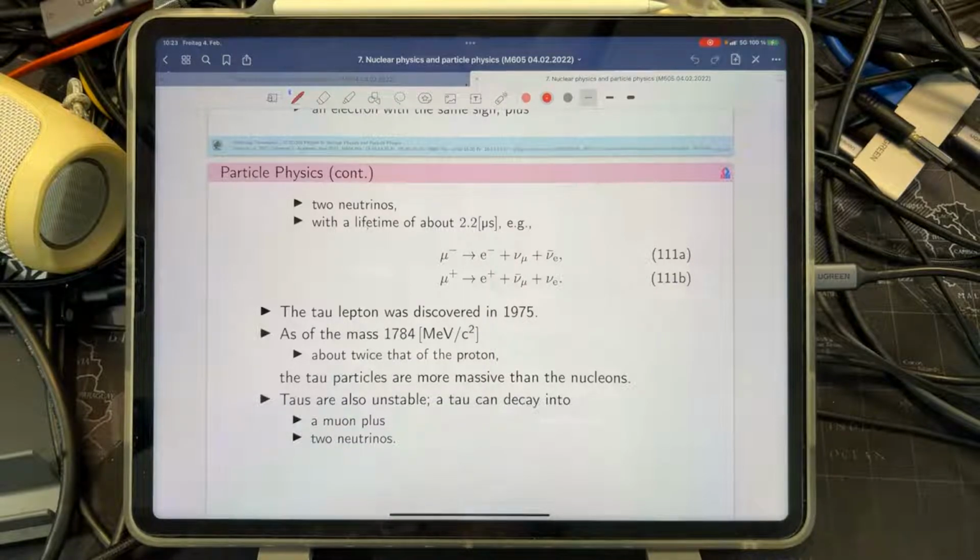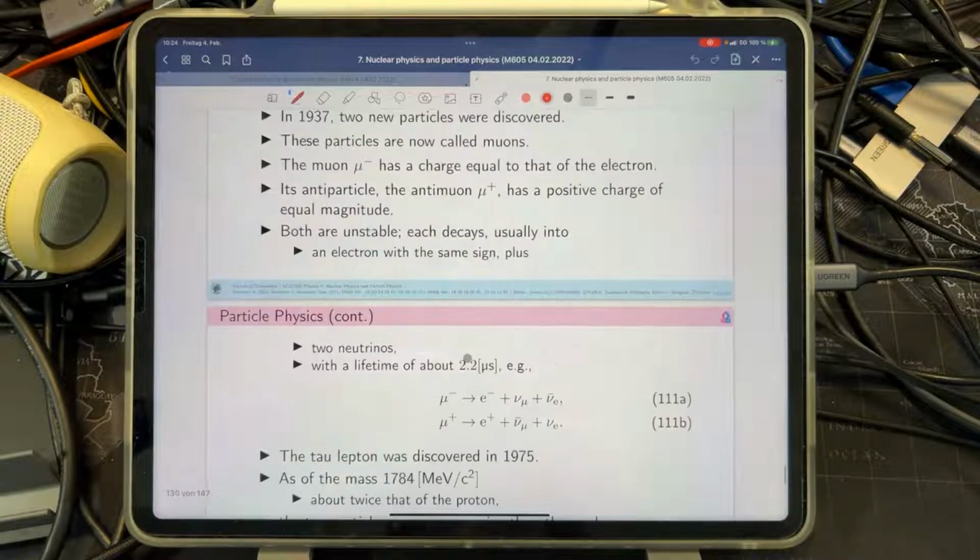Okay, let's talk about our story. The muon plus, which is the antiparticle of the muon minus, will decay into a positron. Okay, we start from the positron, and we will have the antineutrino for the muon, and here is the electron neutrino.